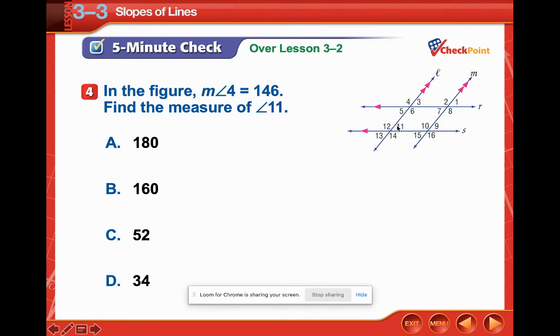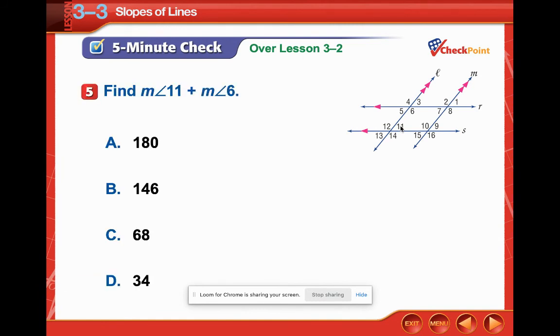Okay? So angle 12 and 11 are linear pairs, which means if you add them together, they're going to equal 180. Okay? So if we do 180 minus 146, we should get 34 for angle 11. And it's the same thing here for 6 and 11. Since 6 and 4 are vertical angles, angle 6 must be 146. Therefore, angle 11 and angle 6 are consecutive interior angles, which means they're supplementary. So you do 180 minus the 146 for angle 6, and you get whatever's left for angle 11, which should be 34 degrees.